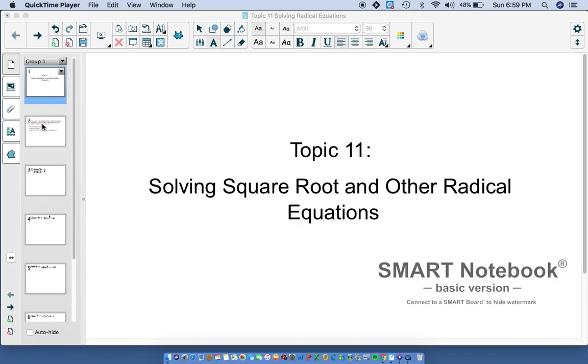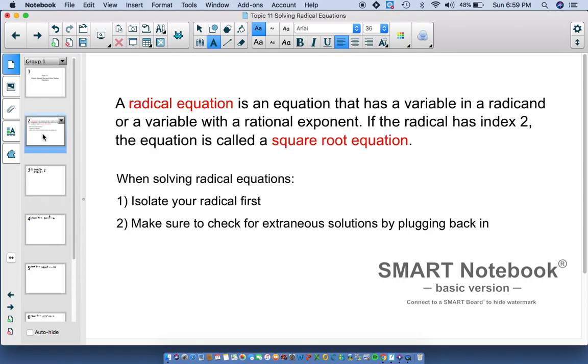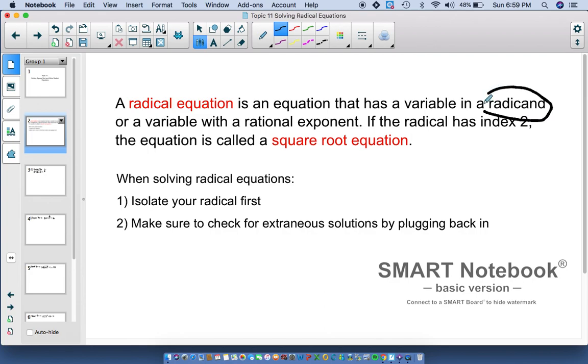Okay, so some vocabulary first. A radical equation is an equation that has a variable and a radicand or a variable with a rational exponent. If the radical has index 2, the equation is called a square root equation. Okay, so when they say radicand, they just mean the symbol. Let me show you. So the word radicand just means this, okay? So this symbol, the radical, it can have any index technically, right?